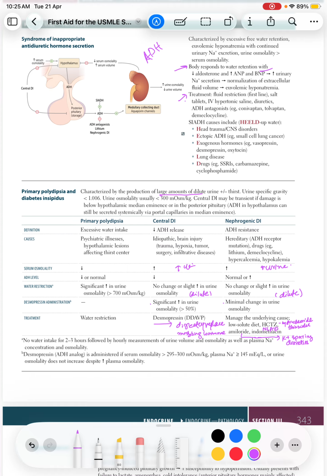Now, what is primary polydipsia? The definition is excessive water intake, and the causes may include psychiatric illness and hypothalamic lesions which affect the thirst center. The serum osmolality is decreased in primary polydipsia. Also, the ADH level is decreased or normal. Primary polydipsia is not usually due to an ADH effect. With water restriction there is a significant increase in the urine osmolality, up to 700 milliosmoles per kg. The treatment is water restriction, as there is no ADH involvement in primary polydipsia, so there is no need for desmopressin.